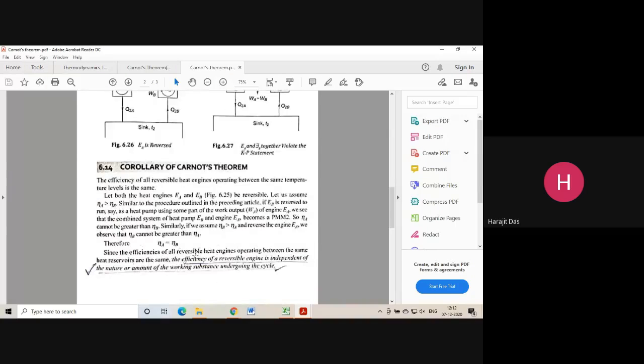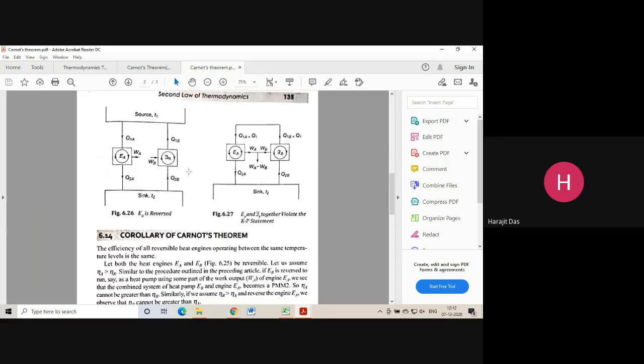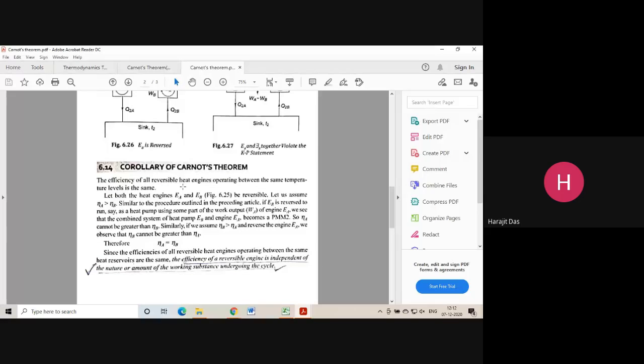The next one is that the efficiency of a reversible engine is independent of the nature or amount of working fluid undergoing the cycle. So it doesn't matter whether a heat engine is operating with a certain kind of fluid and another heat engine is running with another kind of fluid. The efficiencies of the reversible heat engines will not depend on the working fluid.